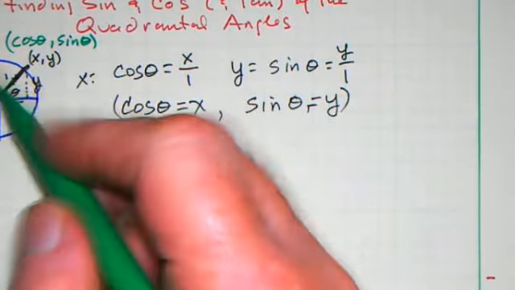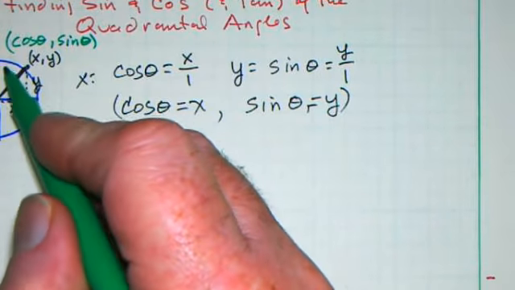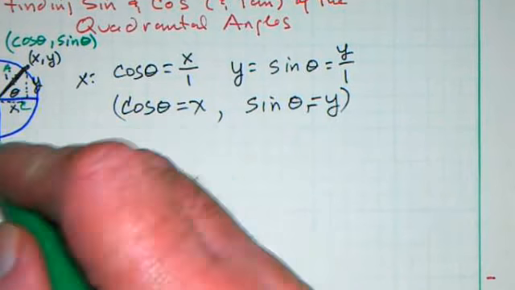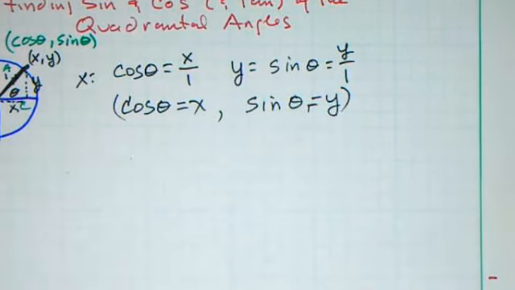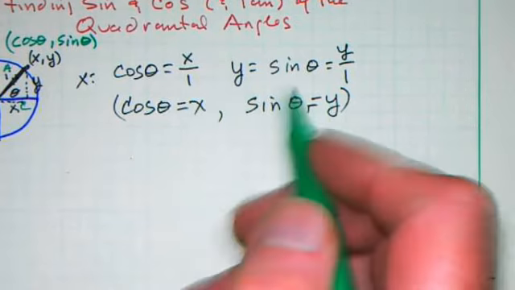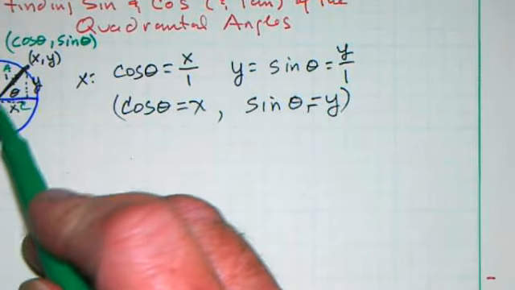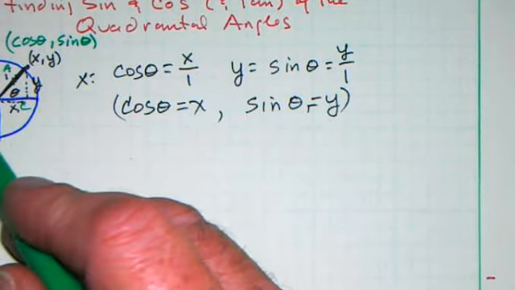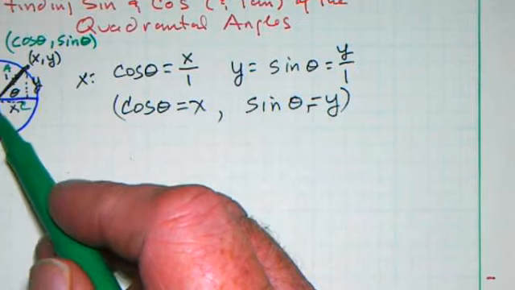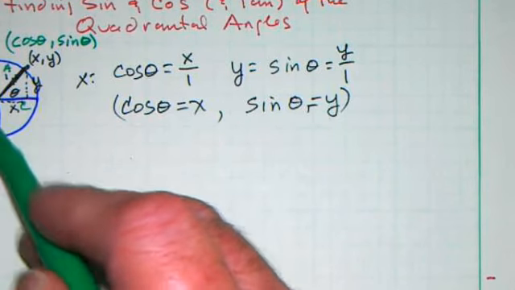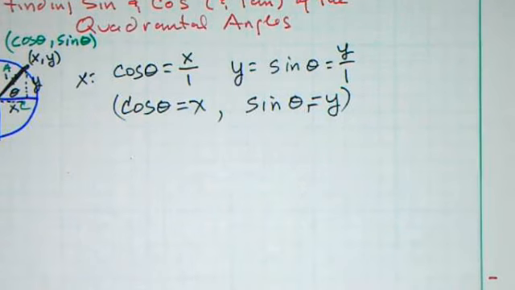What we have to think about though is this ASTC pattern as we get into the different quadrants. In the second quadrant, sine is positive and cosine is negative. So we would basically do the same type of idea, but the cosine would actually be a negative because you're dealing with a negative x. Down in the third quadrant, cosine is going to be negative and sine is going to be negative. So cosine and sine are both going to be negative, which matches with negative x, negative y. So you can verify that as you work your way around.